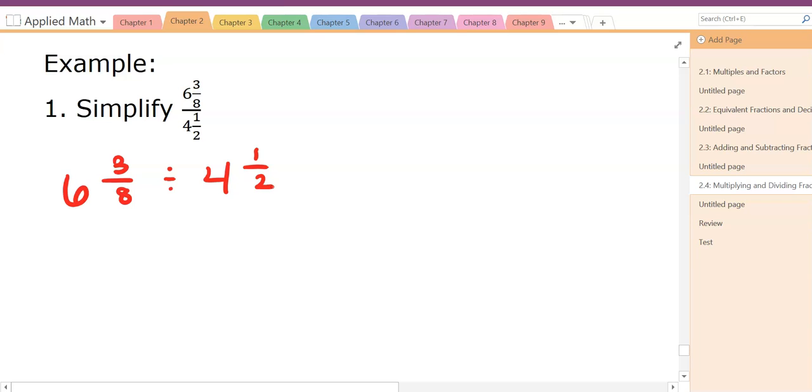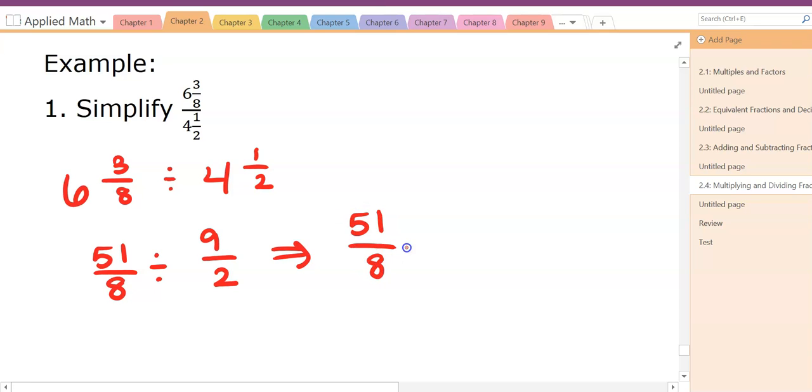So the first thing we should do is make these improper. So 6 times 8 would be 48, plus 3 would be 51. So 51/8. 4.5 as an improper fraction would be 9/2. So now we flip that second fraction upside down. So it's times 2/9. Can we simplify anything?